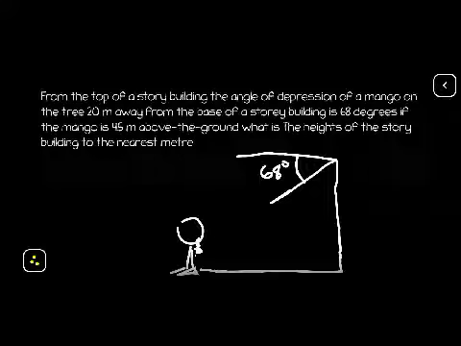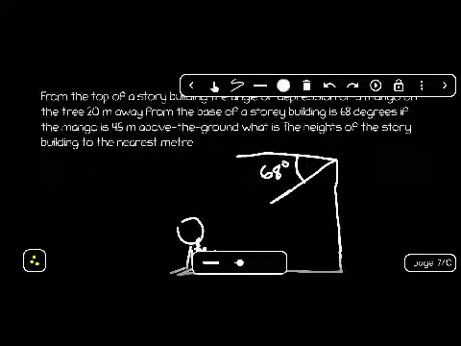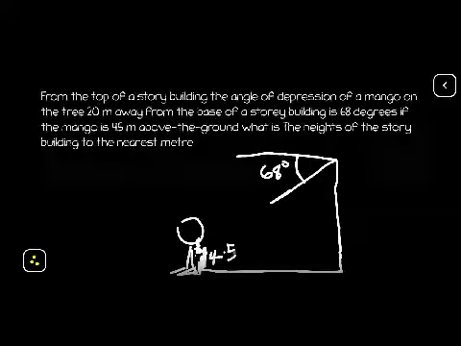So they said the mango is 4.5 meters above the ground, not the tree itself, the mango. So this is the mango and this is 4.5 meters above the ground. But we already know that the distance between the tree and the building is 20 meters, so we'll just put it here.